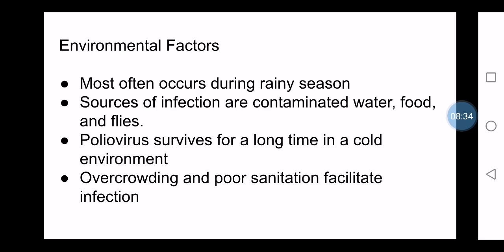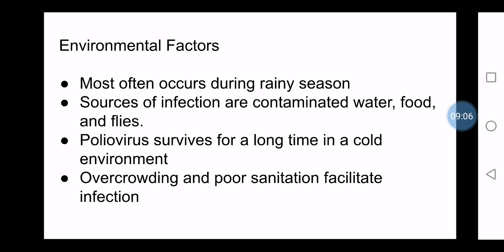Poliovirus survives for a long time in a cold environment. We all know that most viruses can survive for a long time during the cold season, and poliovirus also can survive for a long time in a cold environment. Overcrowding and poor sanitation facilitate the infection. So the main factors are overcrowding, poor sanitation, cold climate especially the rainy season, and contaminated water, food and flies. These are the various environmental factors.